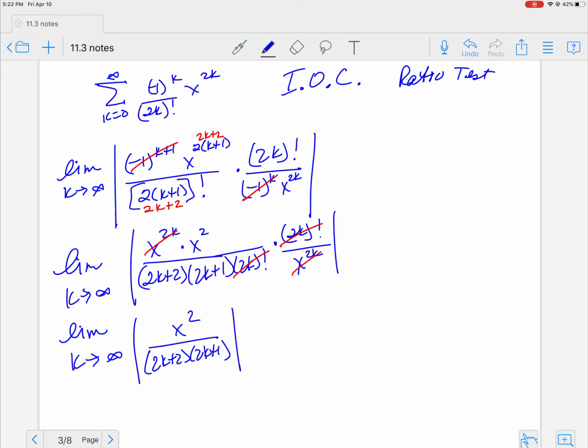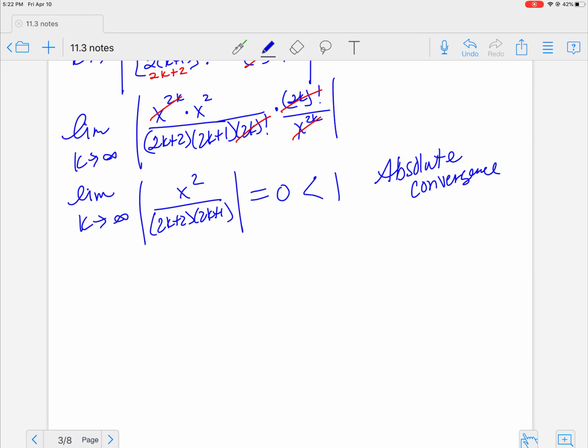What happens when k goes to infinity? I already said it, didn't I? When k goes to infinity, the whole thing goes to 0, which we know is less than 1. And then we have absolute convergence. Remember, there are 3 options for convergence: you can have absolute convergence, you can have an interval, or convergence at a point. And this one is absolute convergence.